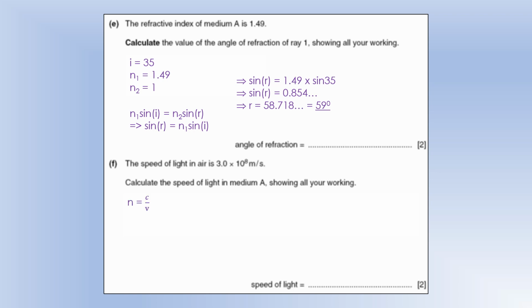And then again, a similar process to before. If we want to get the speed, I'm going to use the refractive index. We know what the speed of light in a vacuum is, we know what the refractive index is, so we can calculate it, and we've basically done the same calculation we did before.